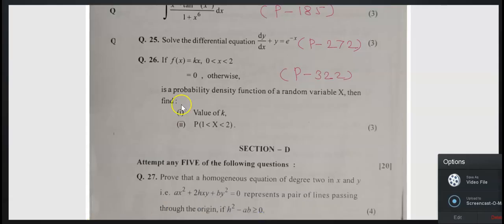Now, the next question. That is question number 26. If f of x is equal to kx, where the value of x lies between 0 to 2, otherwise it is 0, and it is the probability density function of a random variable x, then find the value of k and find the probability where x lies between 1 to 2. Very simple question.